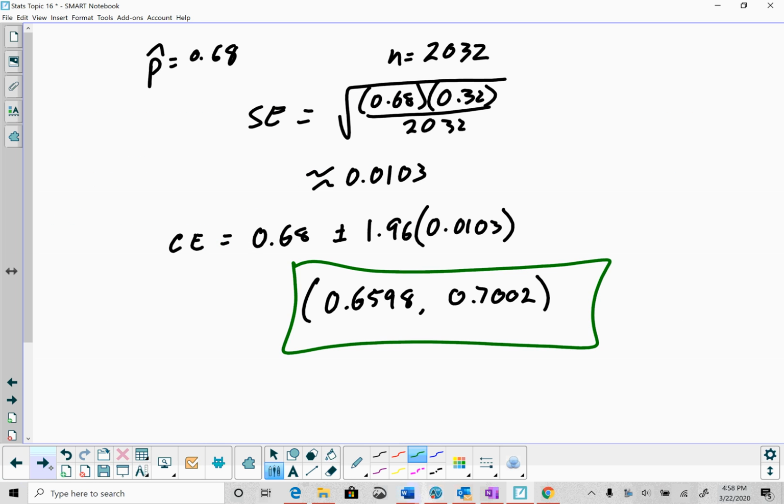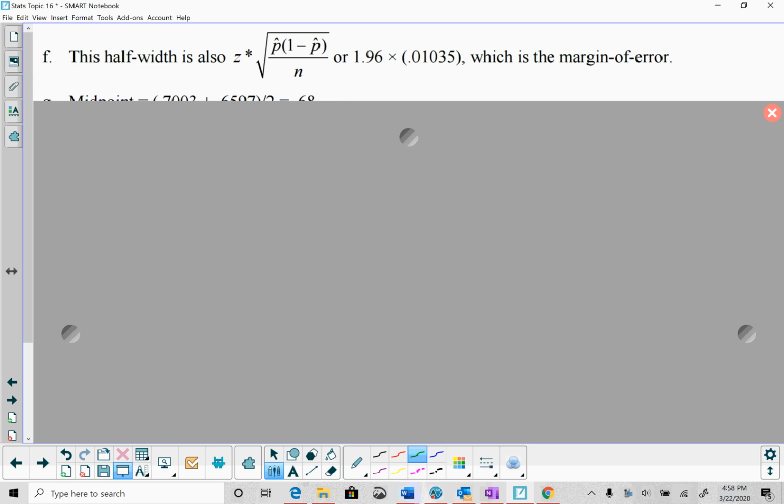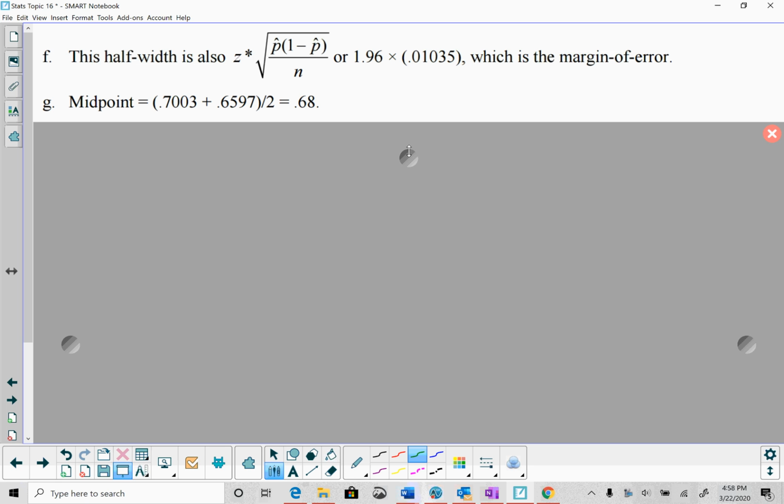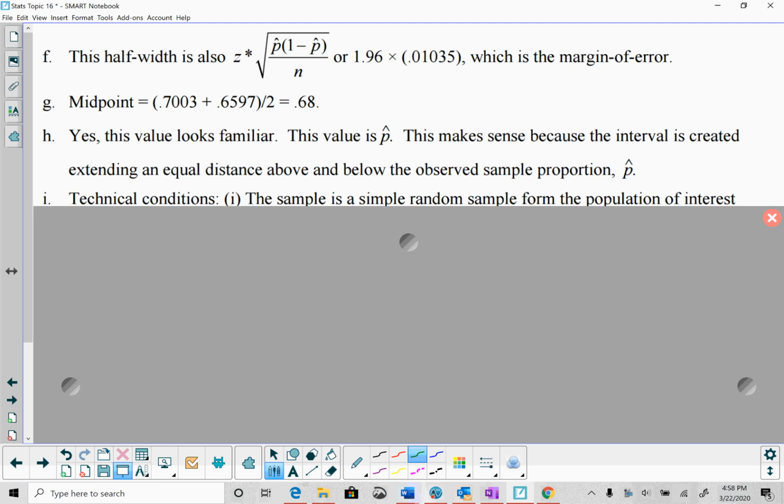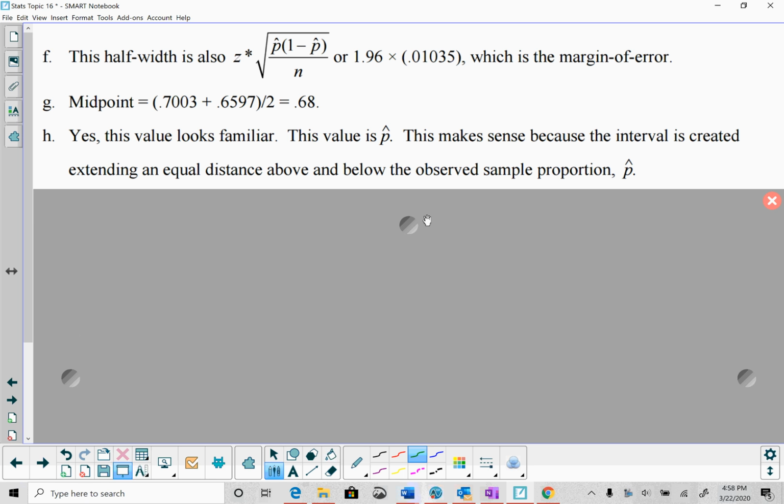Well, the midpoint of the interval should be, well, okay, so you take the confidence interval, add those two numbers, divide by 2. Wait a minute, that's the value for p hat. Of course that makes sense because we created this by figuring out here's the center point, here's what the statistic told us. We're going to add this critical value, we're going to subtract this critical value. Of course, it's going to be centered at p hat. That's how it was built in the first place.